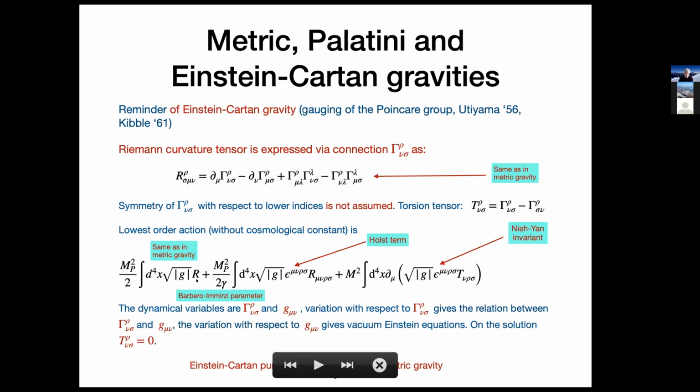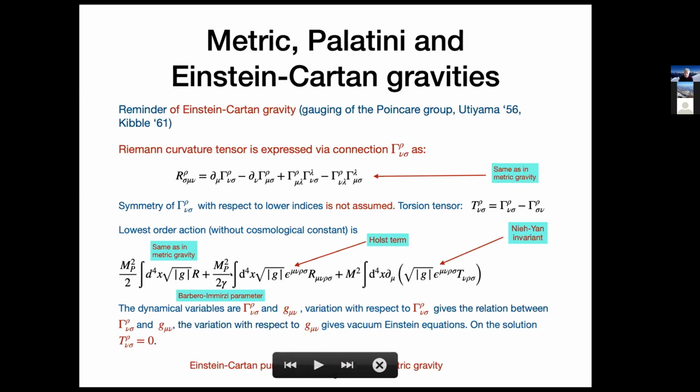Okay, so now you write the lowest order action, and there are several new terms which appear here. Okay, so the first term is exactly the same as in metric gravity. Then there is yet another term which is called Holst term, which is written here. Normally in the metric gravity, this combination of the antisymmetric tensor with R would give you a 0, but now this is not the case anymore because gamma are not necessarily symmetric with respect to lower indices, so this is a legitimate term. And then there is also yet another term, which is just a full derivative. It's called the Nieh-Yan topological invariant, and this is expressed through the torsion tensor.